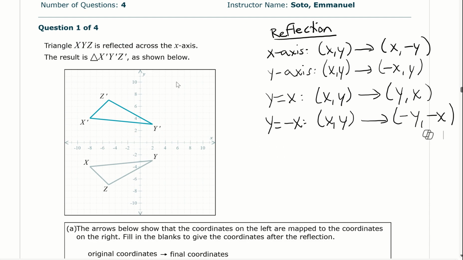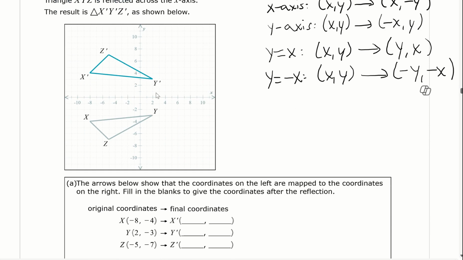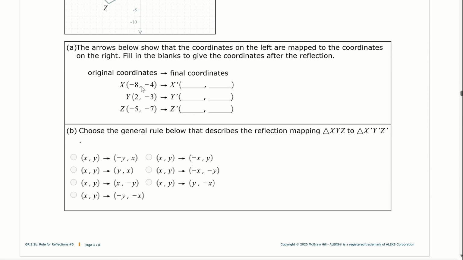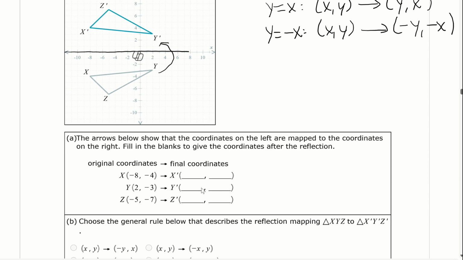So here we're reflecting across the x-axis. This is the x-axis, and we're just flipping it over from the bottom to the top. The arrow shows the coordinates. So let's write down the coordinates. X prime is negative 8, comma 4. Y prime is 2, comma 3. Z prime is negative 6, comma 7. There you go.